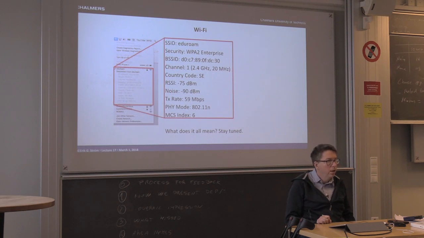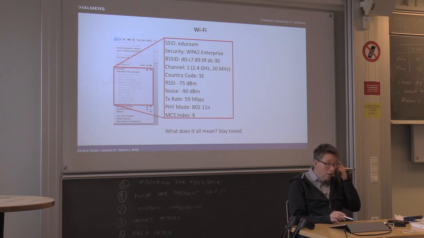So I did this last year. I took a snapshot from my Mac and looked at what we can say about the Wi-Fi it was connected to at the moment, and it was connected to a network called Eduroam. It has some security associated with it, some BSSID, channels, country code, RSSI, noise, transmit rate, physical mode, and modulation coding system index. So what do all these things mean? Let's try to dissect this.